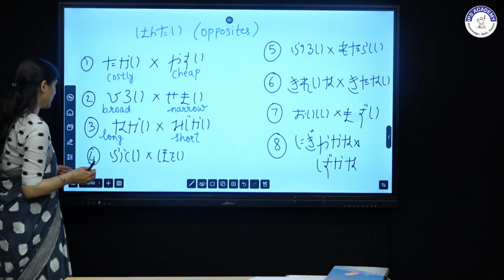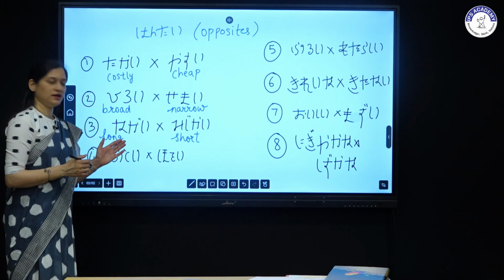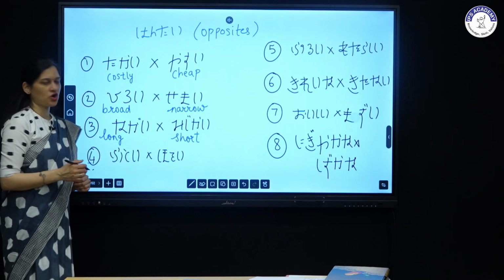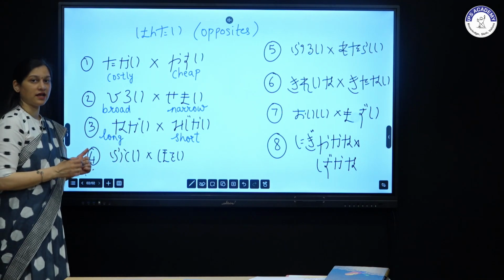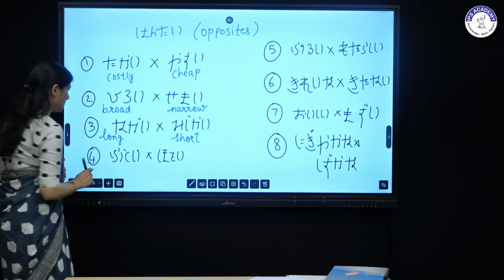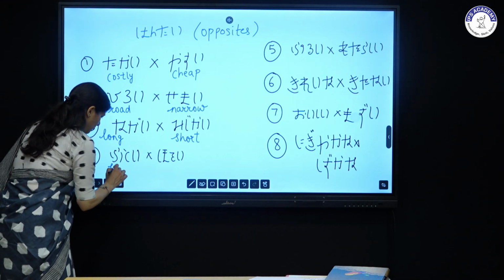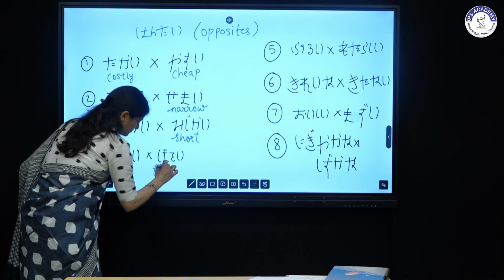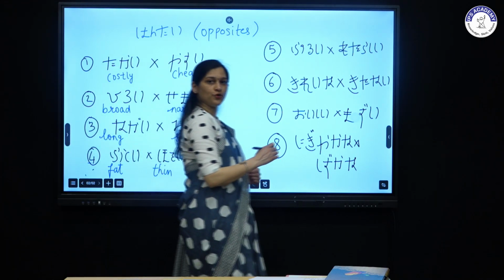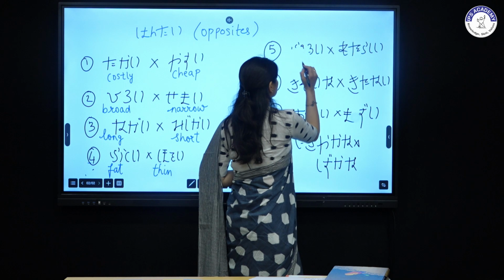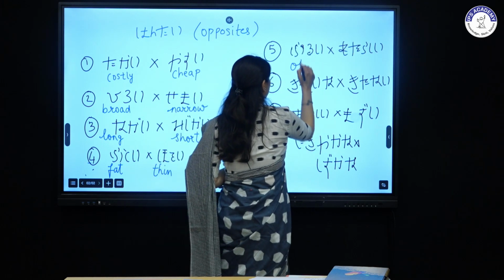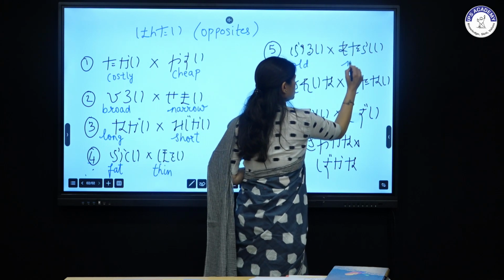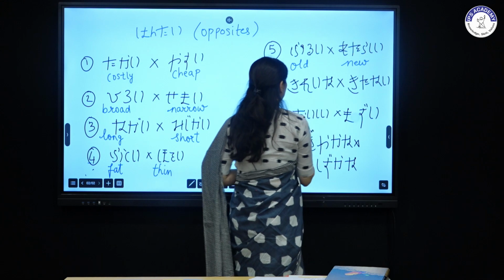Okay. Nagai means long and mijikai means short. It is the horizontal length and not the vertical length. Futoi is fat. Hosoi means thin. Furui is old and atarashii is new.